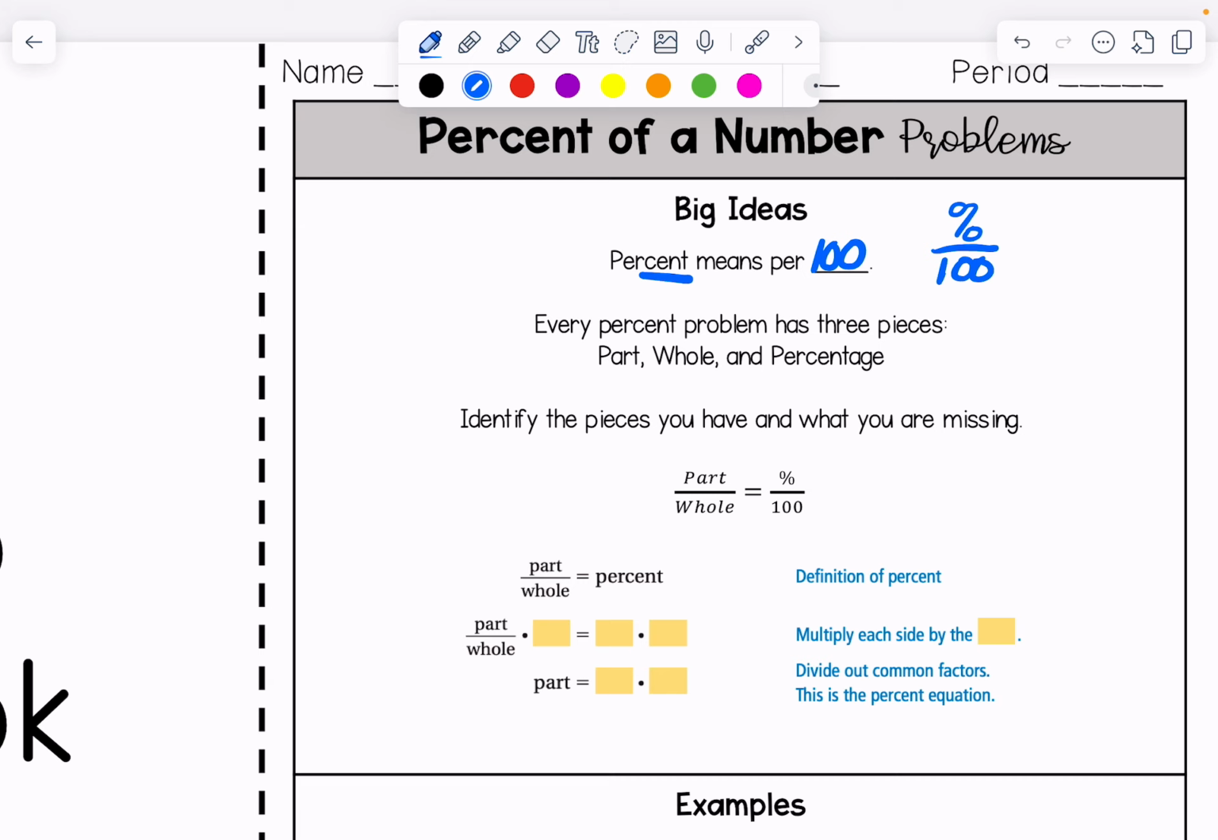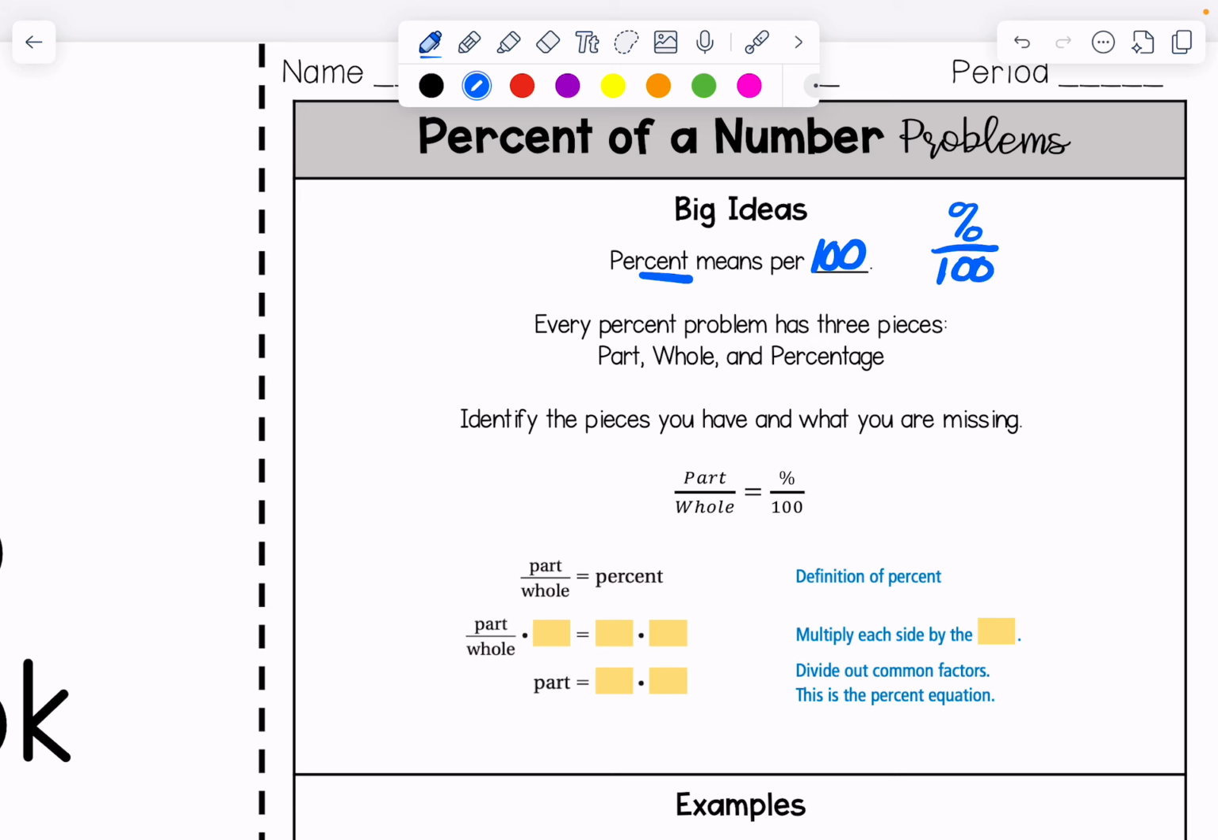Every percent problem that we're going to look at is going to have three pieces to it. So there's going to be a part, a whole, and a percentage. And two of those pieces will be given to you, and then you'll need to find the third one. So the first thing that you want to do is identify the pieces you have and what you're missing.